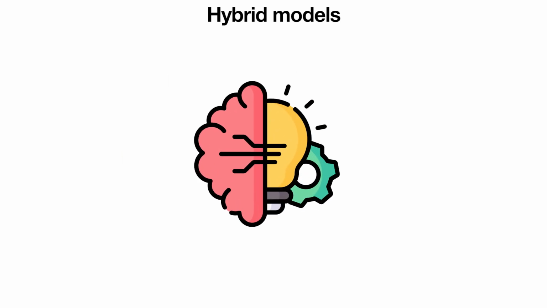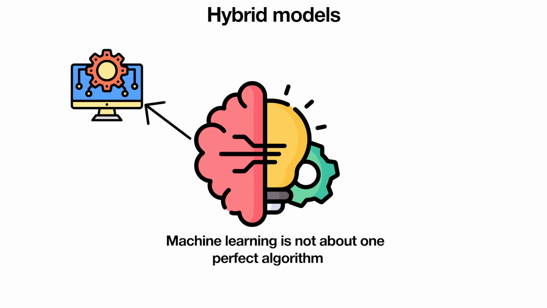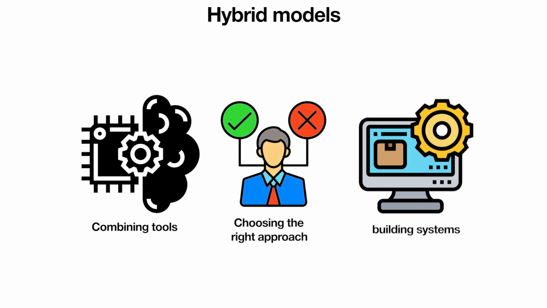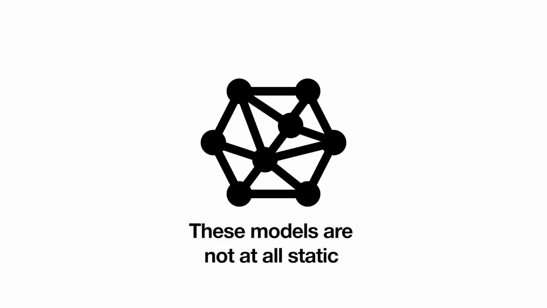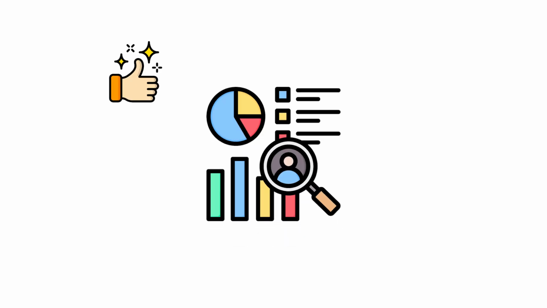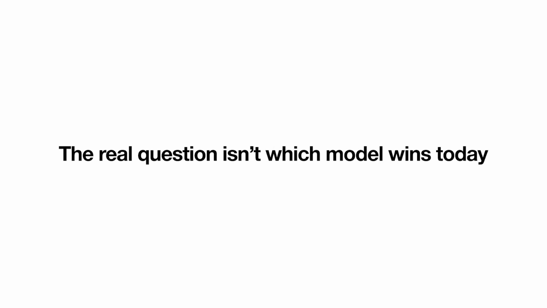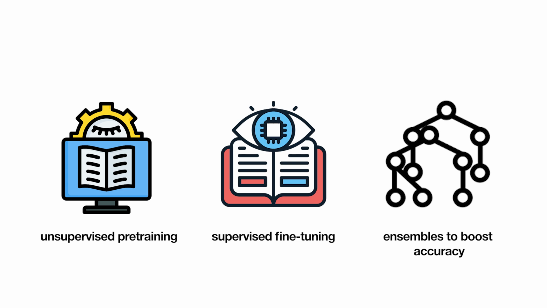In summary, these advanced methods show that machine learning is not about one perfect algorithm. It's about combining tools, choosing the right approach for the problem, and building systems that are greater than the sum of their parts. And here's the twist. These models are not at all static. Researchers constantly refine, stack, and hybridize them, chasing breakthroughs. The real question isn't which model wins today, but which unseen combination will take over tomorrow's AI.